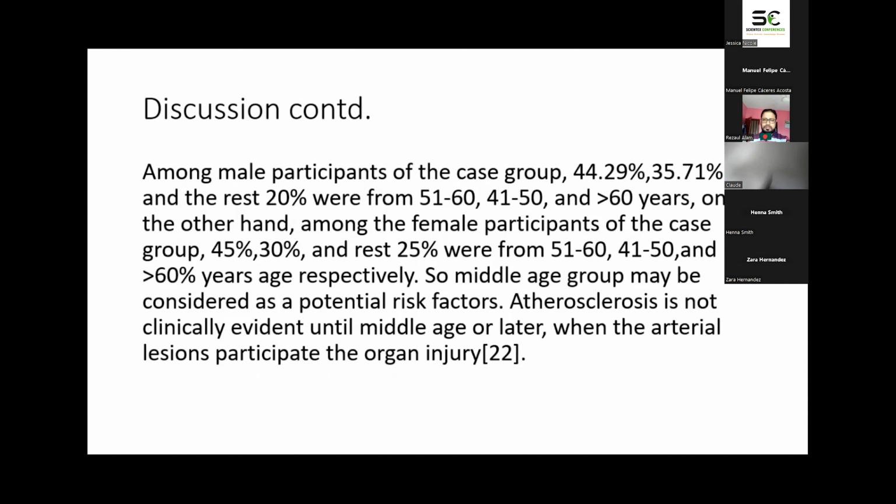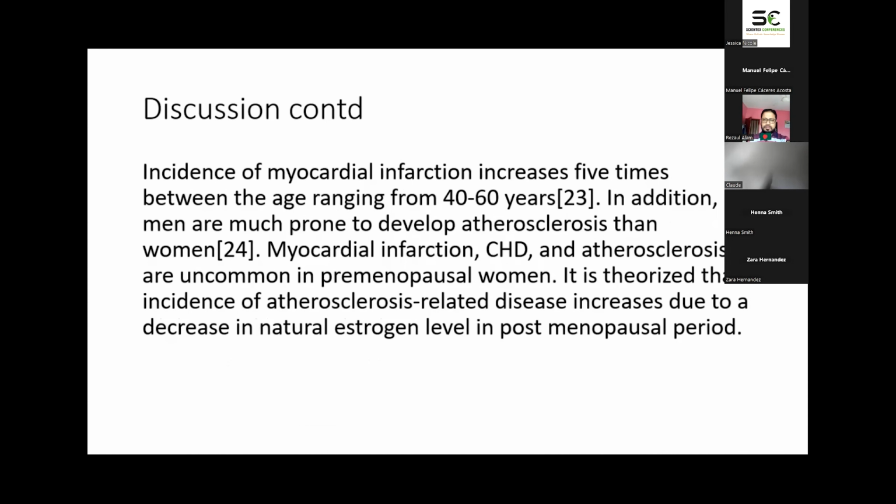Atherosclerosis is not clinically evident until middle age or later, when the arterial lesions precipitate organ injury. Here you see the middle age group is more prone to develop coronary heart disease with lipid abnormalities. The incidence of myocardial infarction increases 5 times between the ages of 40 and 60 years. In addition, men are much more prone to develop atherosclerosis than women. Myocardial infarction, coronary heart disease, and atherosclerosis are uncommon in premenopausal women. It is theorized that the incidence of atherosclerosis-related disease increases due to a decrease in natural estrogen level in the postmenopausal period.